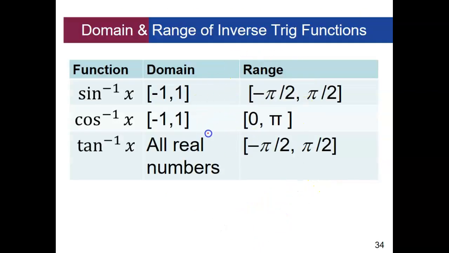Okay, so this kind of summarizes it. For the inverse tangent, which is the last one we were talking about, the domain is all real numbers, but the range is only from negative pi over 2 to positive pi over 2. And we've already talked about inverse sine and inverse cosine.